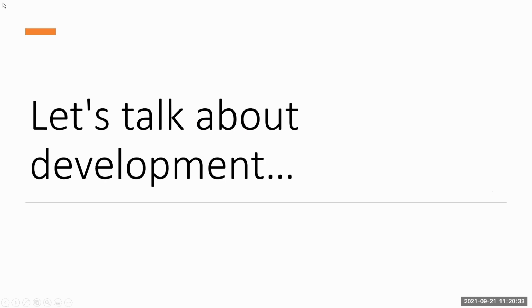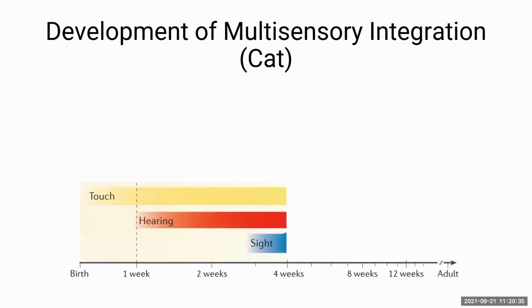So let's talk a little bit about multisensory development. I'm going to show you a timeline for sensory development in the superior colliculus of the cat. Cats are born with a sense of touch, but the ear canals and the eyes are closed. So audition doesn't come online until about 1 week of age, and then vision doesn't come online until about 3 weeks of age, give or take. This timeline depicts when you can start finding neurons in the SC responsive to each of these modalities.